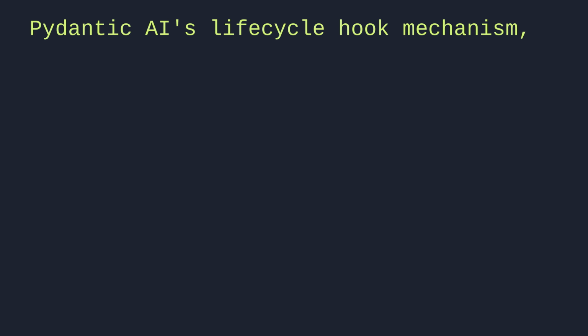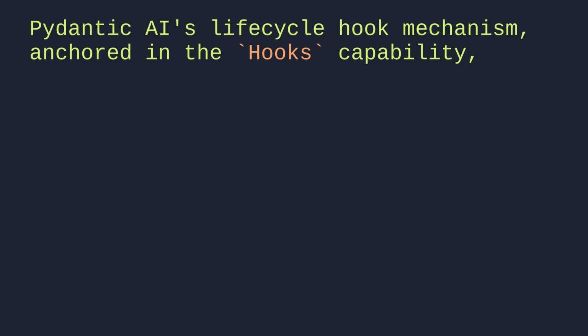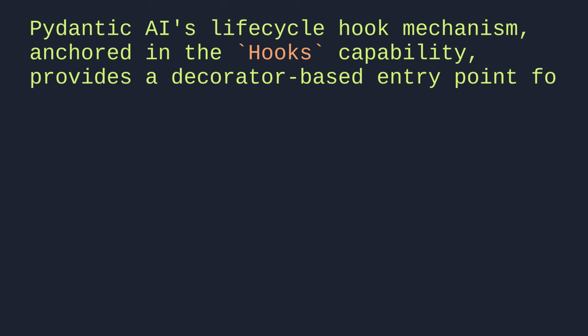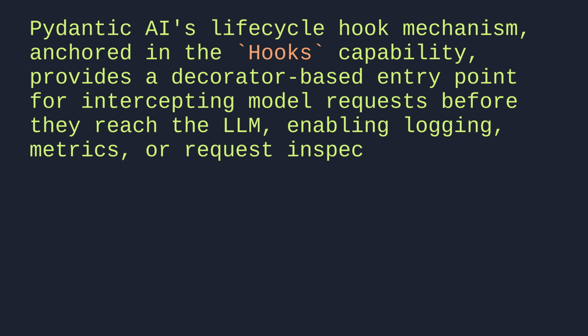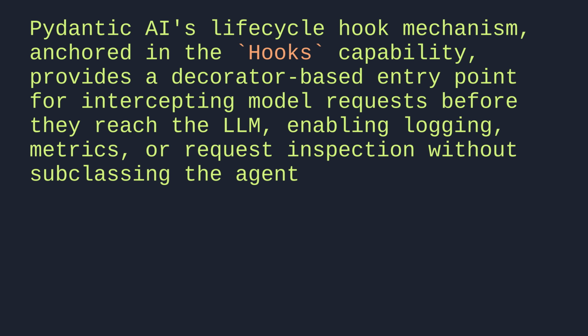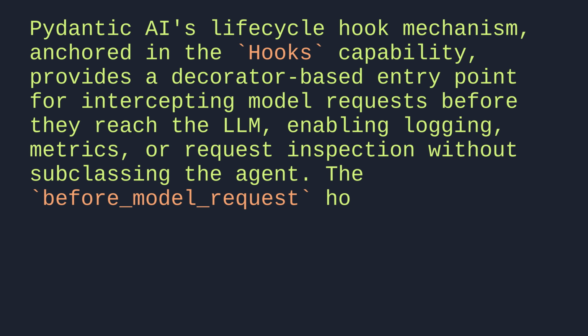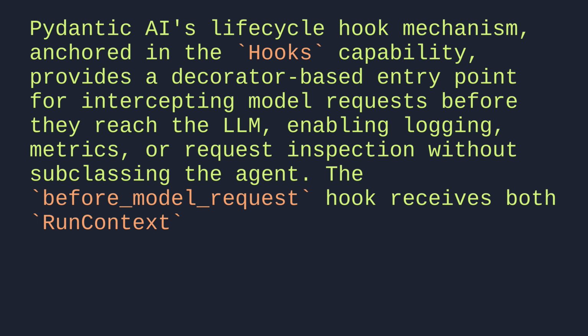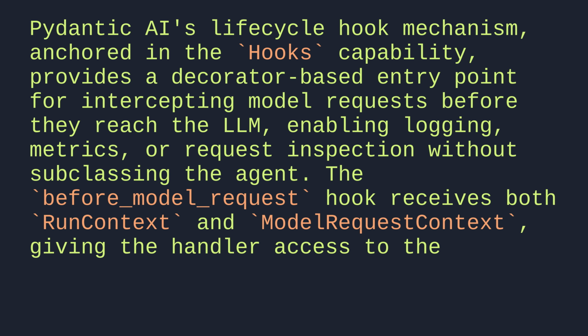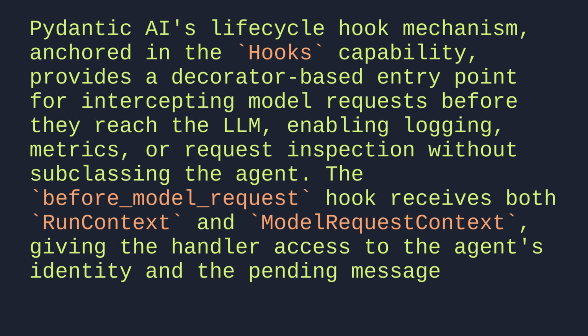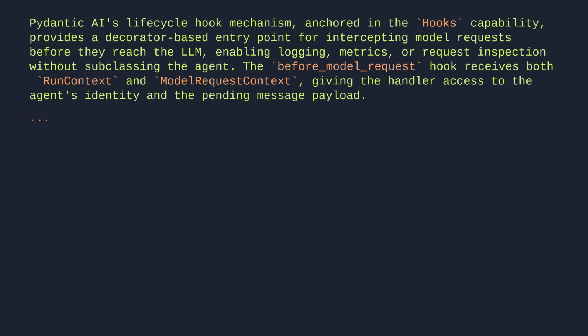Pydantic AI's lifecycle hook mechanism, anchored in the hooks capability, provides a decorator-based entry point for intercepting model requests before they reach the LLM, enabling logging, metrics, or request inspection without subclassing the agent. The before model request hook receives both run context and model request context, giving the handler access to the agent's identity and the pending message payload.